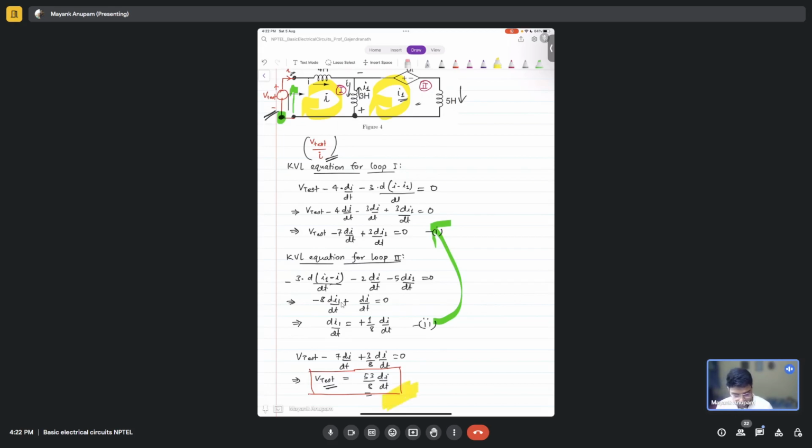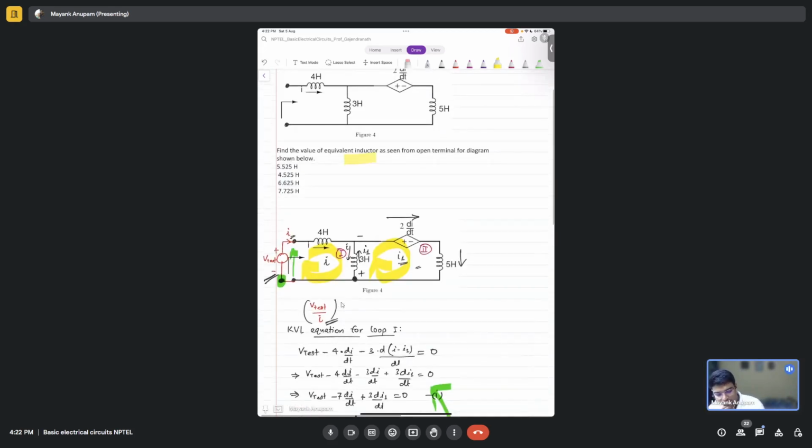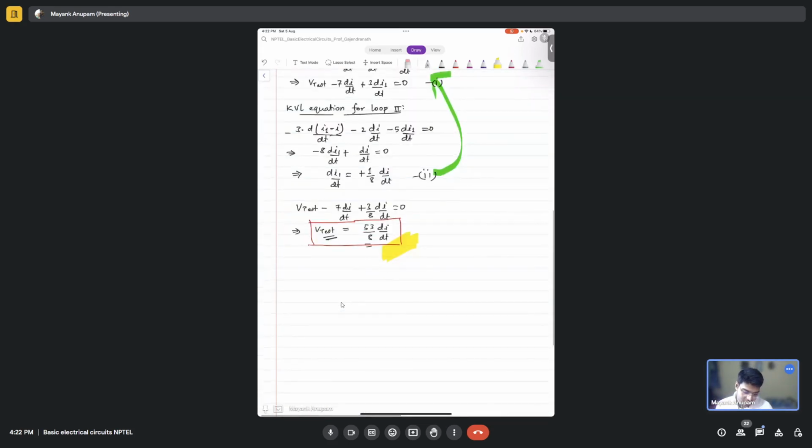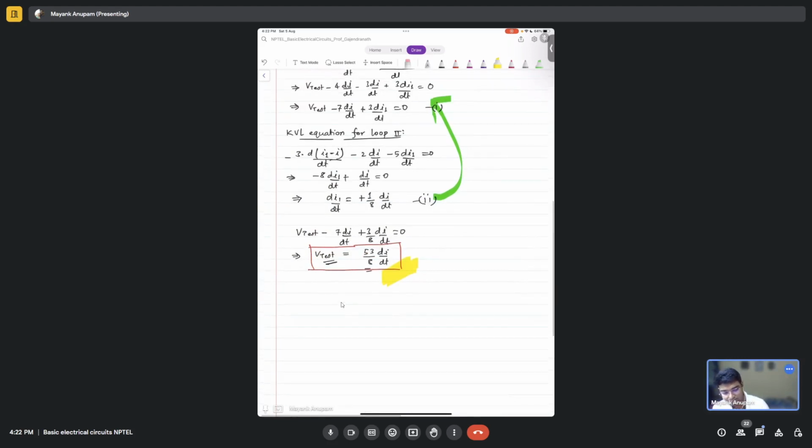Is this fine, or should I do something else? So the question was, we need to find the equivalent inductor between these two. That's it. So what is the equivalent inductance value? Sir, 6.625. No, that's fine. You are just telling me 53 by 8 is equal to 6.625. That is another thing. I'm asking, how are you getting that?